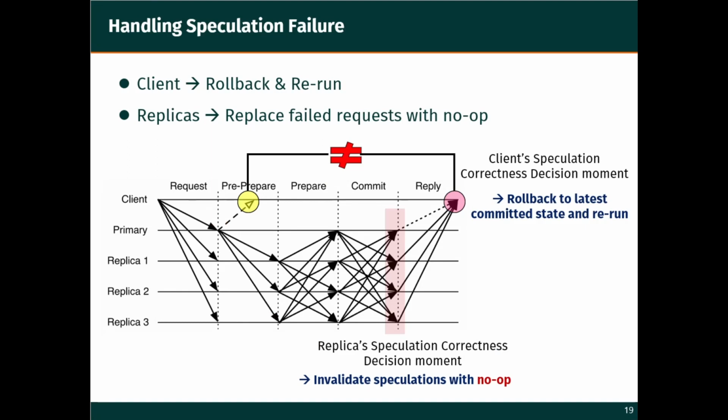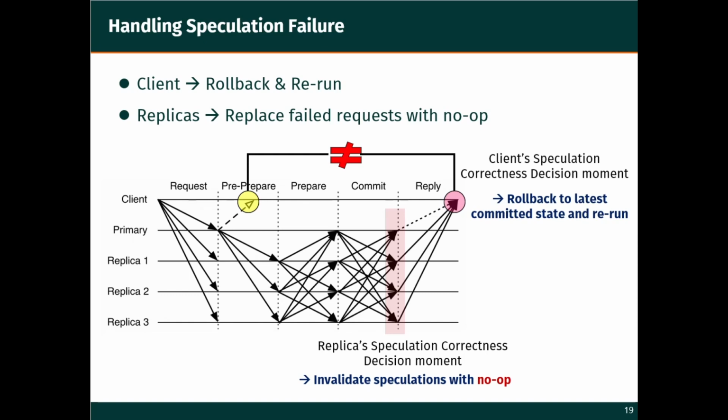Handling speculation is quite easy because clients need to roll back their history and relearn the failed request again, and replicas detect the failed request and replace it with no operation. And the speculation correcting decision at a client occurs by comparing the speculative response in the pre-prepare phase and the final consensus value in the reply phase.